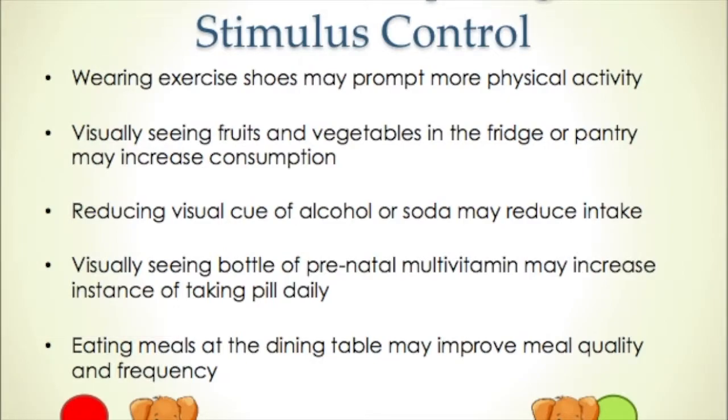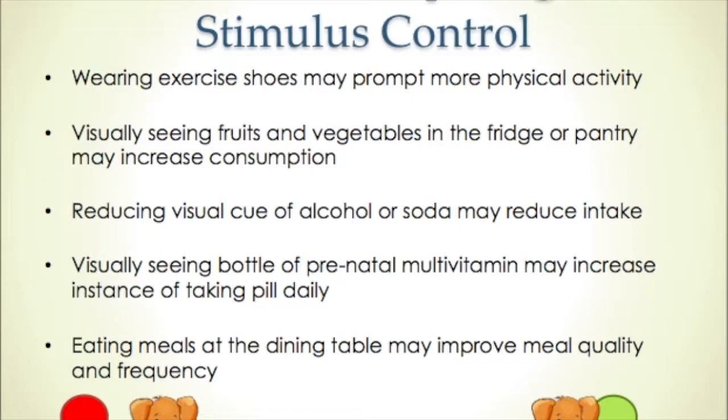A few things that I brainstormed for the repurposing of stimulus control. A lot of things that came to mind were visual cues. For example, visually seeing a bottle of multivitamins sitting on the counter, and more specifically, women of childbearing age should be taking a prenatal vitamin every day in case they get pregnant, so that they have better outcomes. Visually seeing the bottle of prenatal vitamins every day could possibly increase the behavior of taking it, versus if they're tucked away in a cupboard or a drawer, where that reminder may not be as helpful.